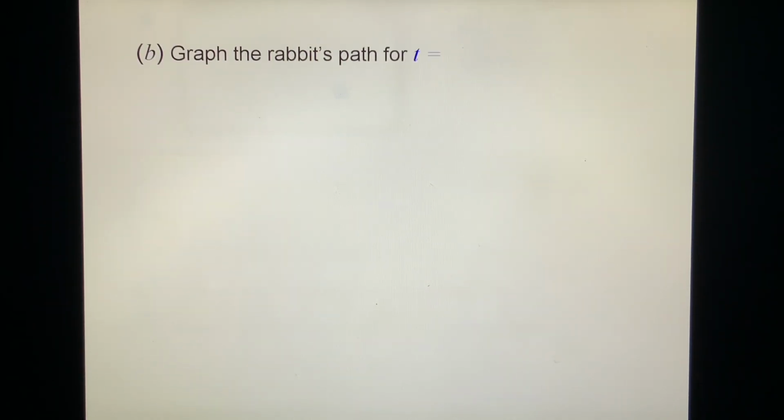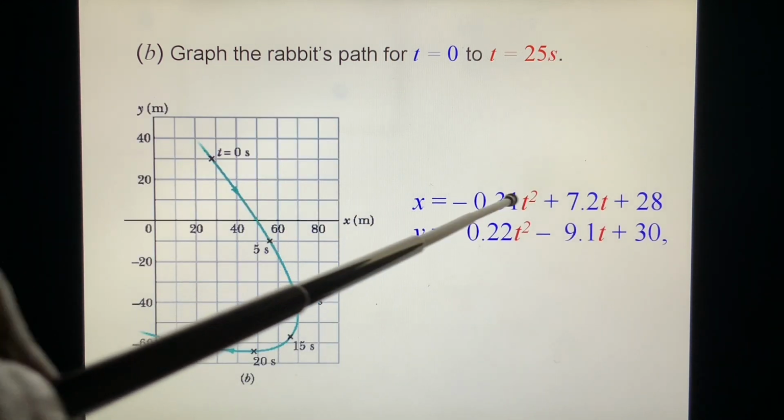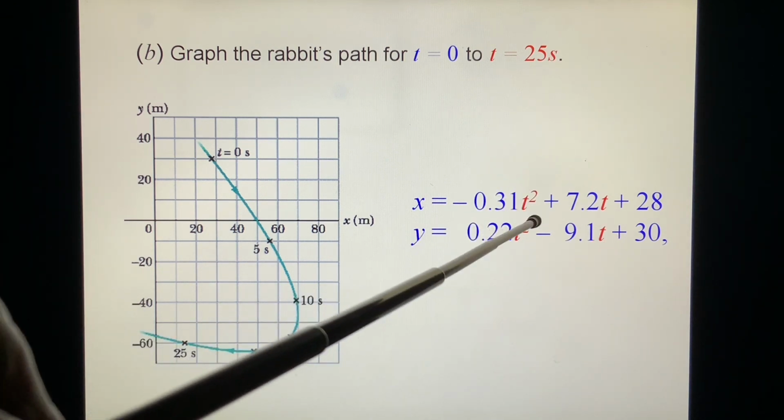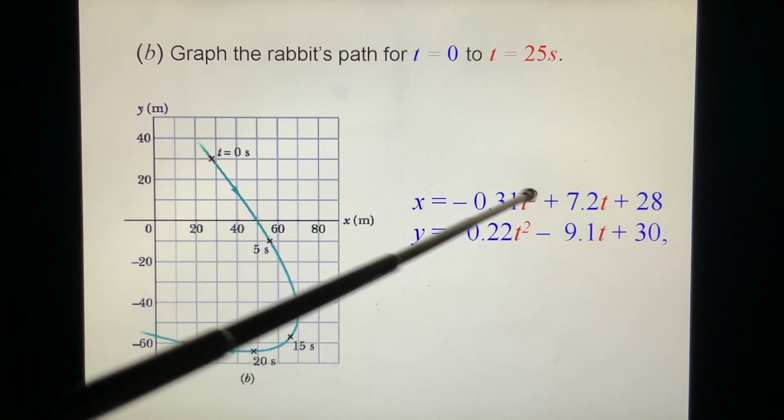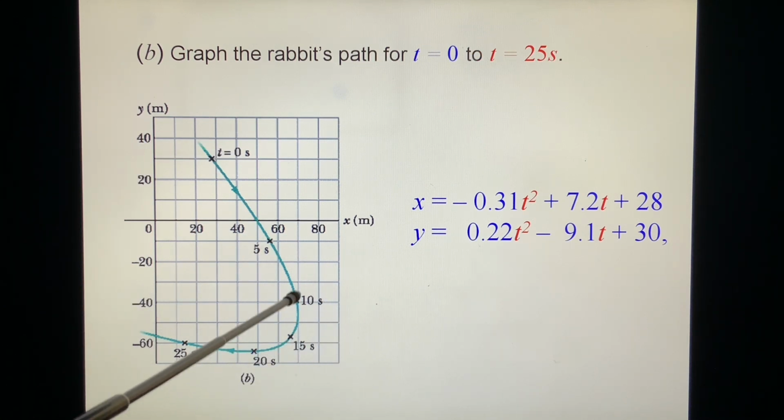Question B, graph the rabbit's path for t equal to 0 to t equal to 25 seconds. Now, we are given the position as a function of time t. We put t equal to 0, we get this one. t equal to 5, we get this one. t equal to 10, and then we plot these points. This is a tedious, simple one.